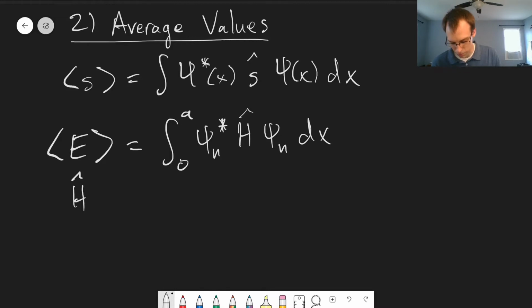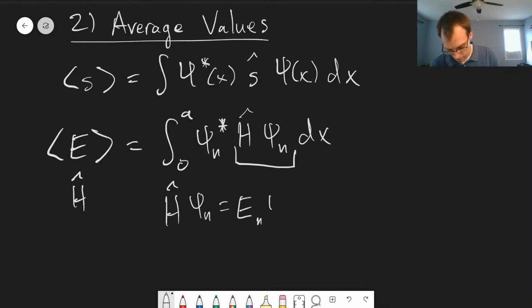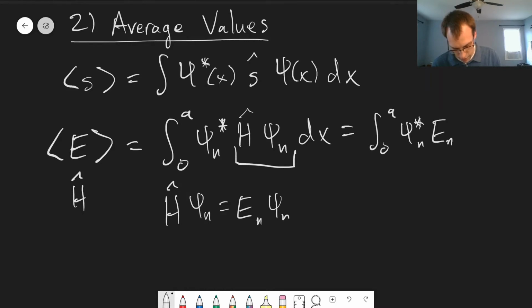We won't even write out the whole thing, because what we'll see here is that this is basically the left-hand side of the Schrödinger equation. If we have the Hamiltonian operator operating on our eigenfunction, we know that we defined this: H psi equals E psi, right? This is the Schrödinger equation. And so we can say that this integral will just be the integral from 0 to a of psi n star E n psi n dx. And the energy is just a value, so it comes out: E times the integral from 0 to a of psi n star psi n dx.